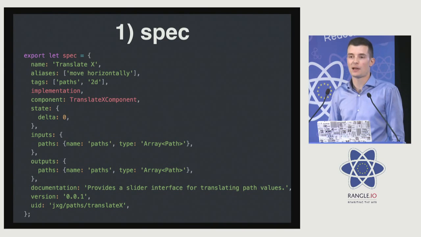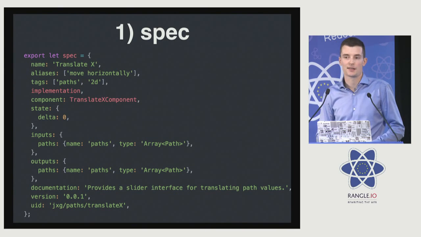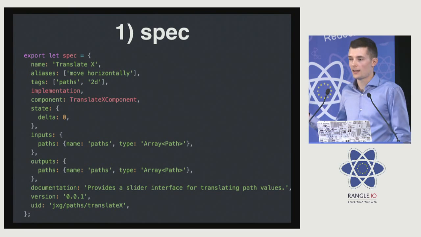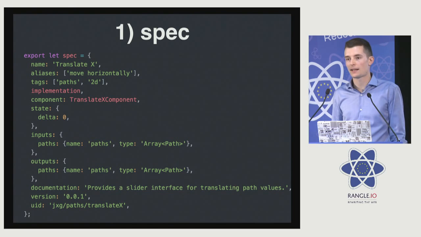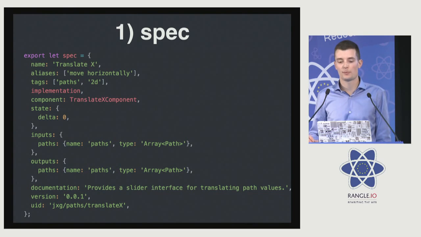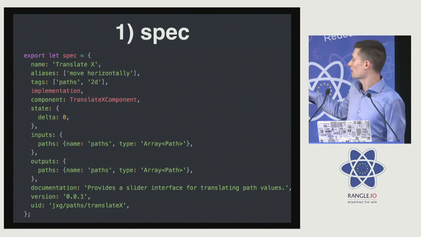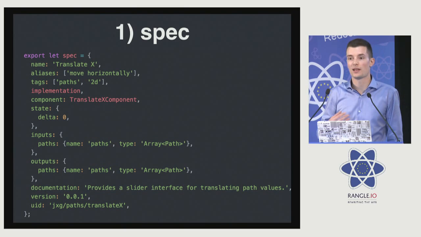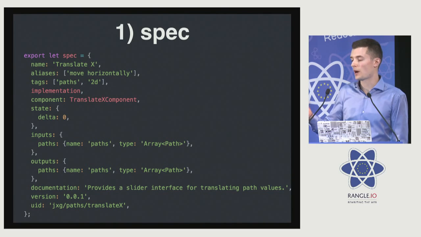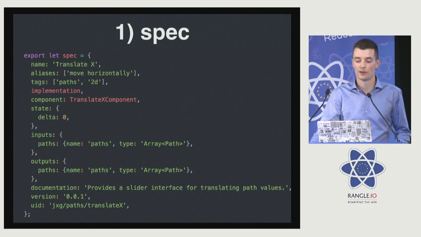So this is what the spec looks like for this translate x runnable. It's got a name. It's got a bunch of aliases and tags that make it searchable. It's got a pure implementation function. It's got an optional component. And then it's got a bunch of descriptors, basically, for the inputs along with their types, the output type, and the state property, which is basically the initial state of the node.